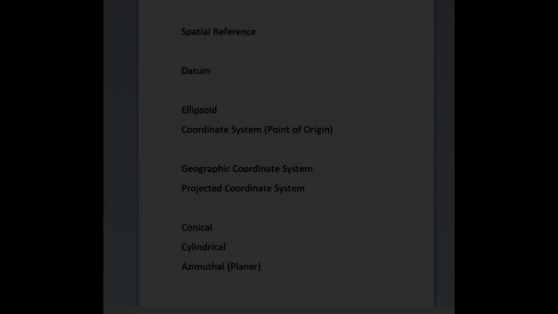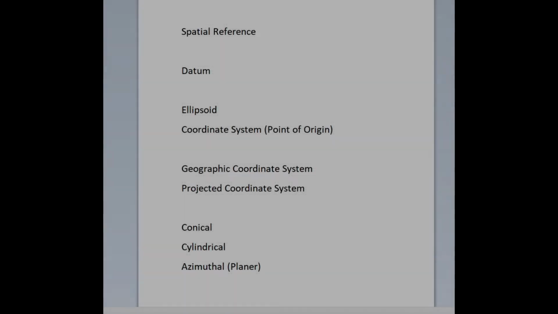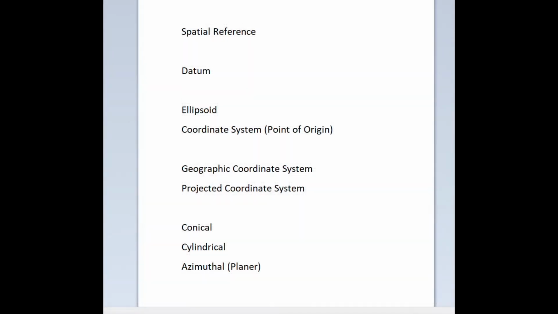Hello students, it's Instructor Howard again, and we're going to work through what I think is probably the most difficult lecture that we have this term, and that is on the idea of a spatial reference. So we're going to take it pretty slow. When you're studying this material, you should be able to draw out this type of outline and understand what each part of the outline means.